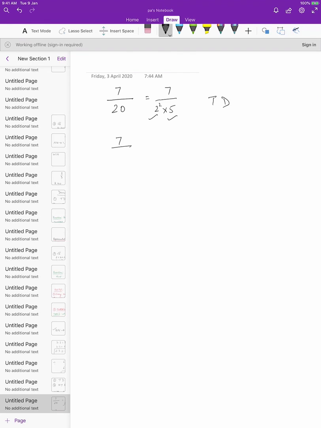What if I take 7 upon 60? The prime factorization of 60 will be 2 square into 3 into 5. So, other than 2 and 5, there is one more factor, that is 3, in the denominator. That means this type of decimal expansion will be non-terminating but repeating, which you can actually try out by actual division and you will come out with the same results when you divide.